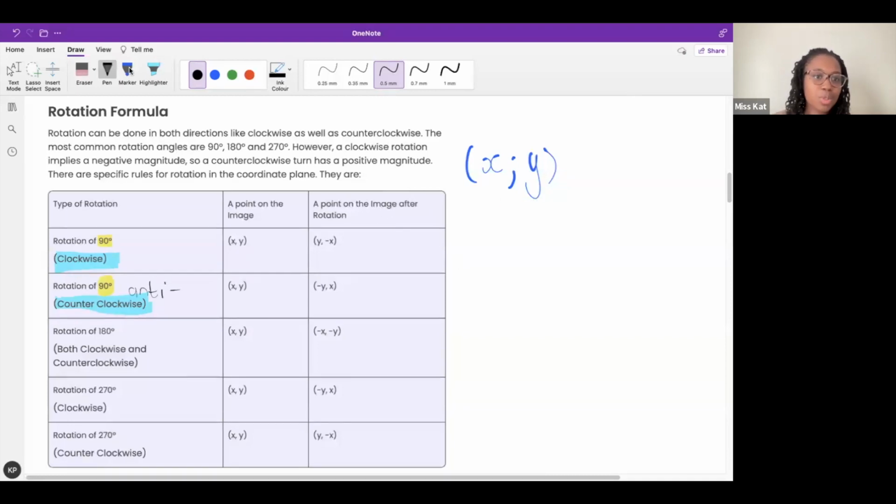So the difference between 90 degrees clockwise and 90 degrees anti-clockwise is what? Different ones are negative. So first, we know we're going to swap the coordinates. Either way, we know we're going to swap the coordinates, right? But in the clockwise one, x becomes negative, and anti-clockwise or counterclockwise, y becomes negative.